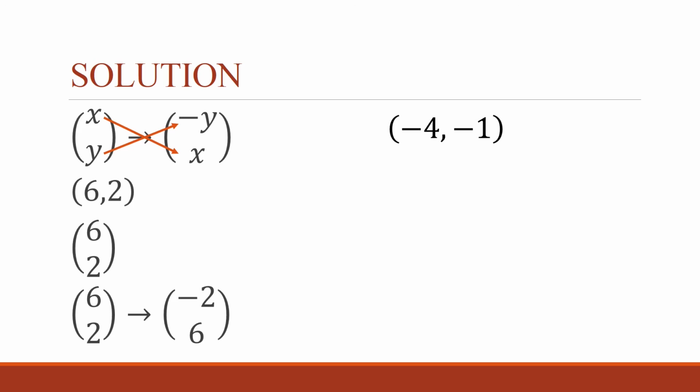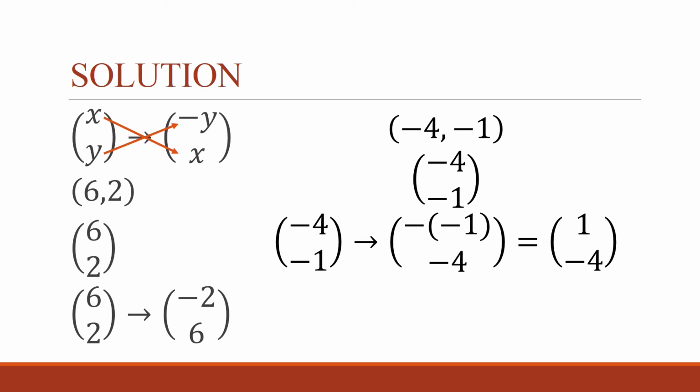The second point given was (-4, -1). You can rewrite this in the column form. And as usual, the x-coordinate, which is -4, moves down. Then the y-coordinate, which is -1, moves up. And don't forget to negate your y. So negative 1 multiplying negative 1 will give you positive 1. And the new image point is (1, -4).